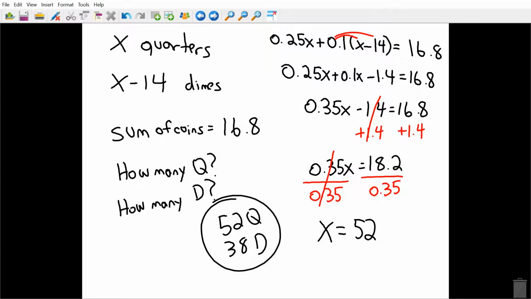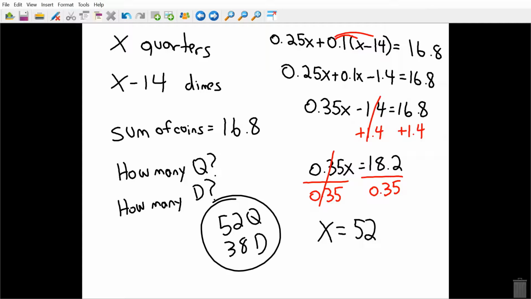Now how you get there is, well, you have x quarters. Quarters are worth 0.25, or 25 cents, so 0.25x. Dimes are x minus 14, and a dime is worth 0.1. So we're going to attach that to the x minus 14. We'll distribute to get rid of our brackets.